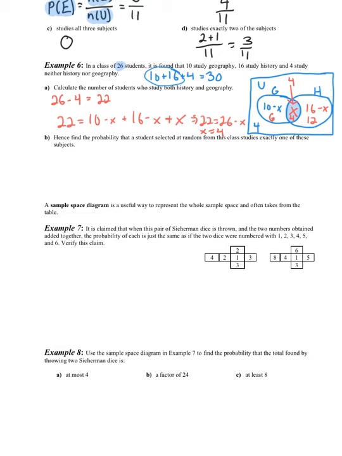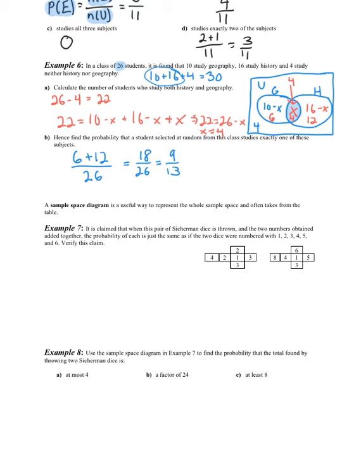Then it says, find the probability that a student selected at random from this class studies exactly 1 subject. All right, so there were 6 that studied geography, 12 that studied history, and 26 students total. So the odds that you pick someone that studied history or geography, but not both, just one of them, is 18/26. That simplifies to 9/13. So that's how you'd find the probability that you studied just 1 subject only. All right, so that covers example 6.